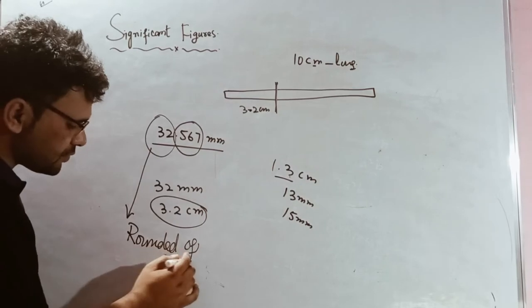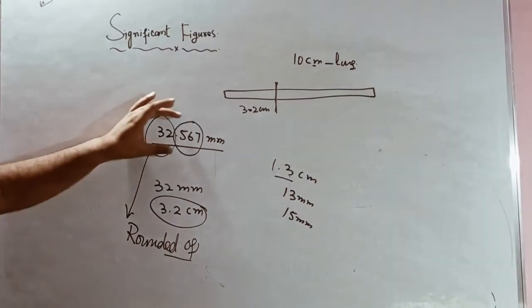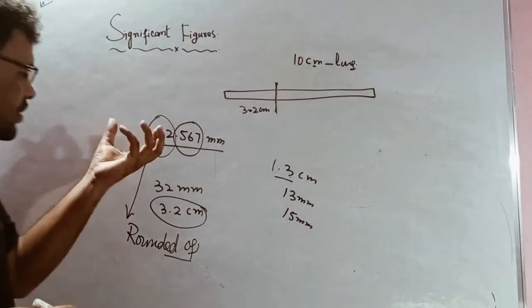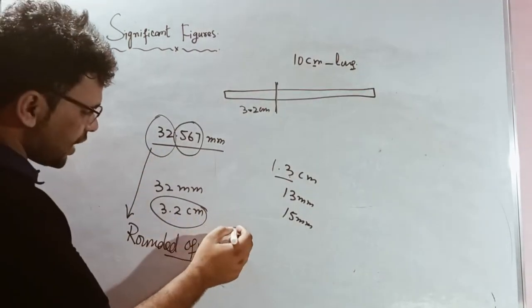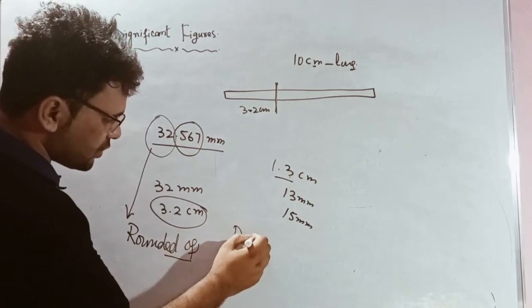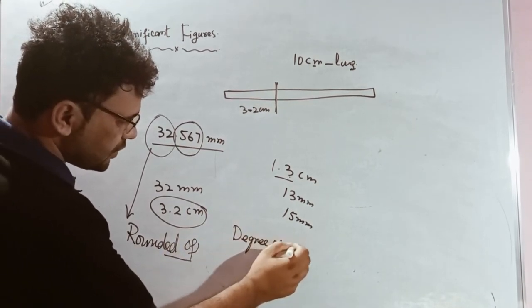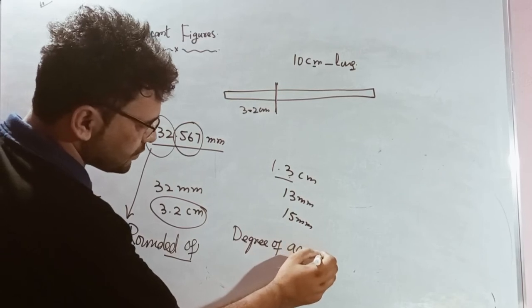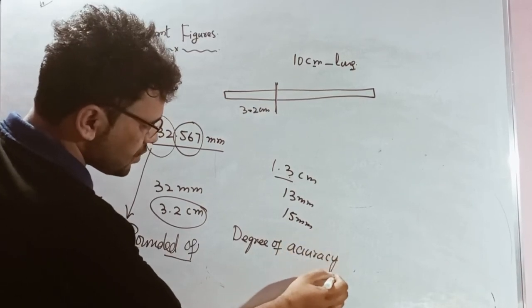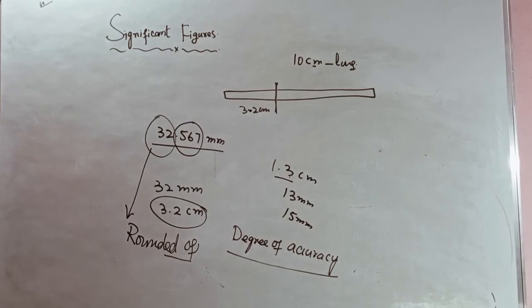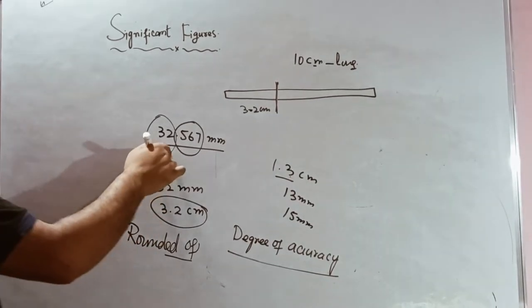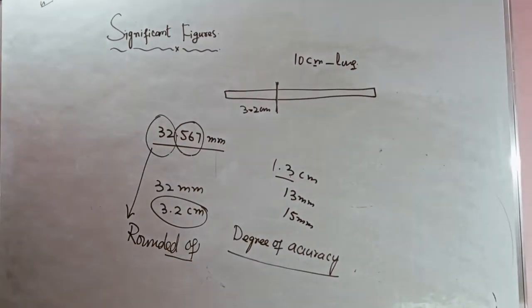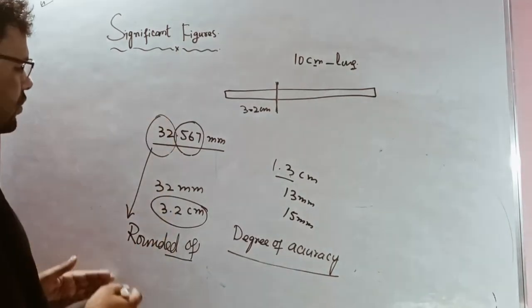What does that mean? It means I have taken only the 2 digits, that's 32. So this 32 is a kind of degree of accuracy. Degree of accuracy. You can see here I have removed 3 decimal places. That means I have taken only the 32.